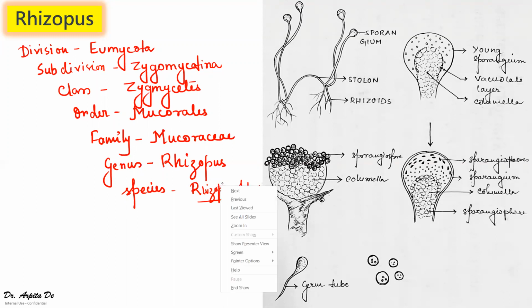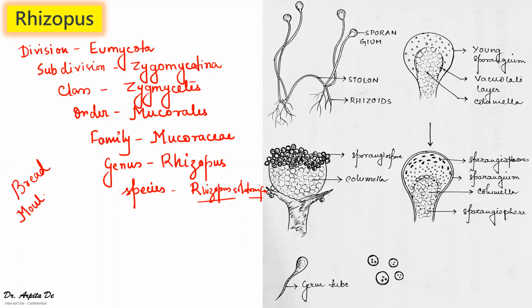is quite large. It has multiple species to it. Of these, Rhizopus stolonifer is very common and occurs frequently on bread and is therefore also known as bread mold fungi. Know the name, please know the name. It is also known as bread mold fungi.